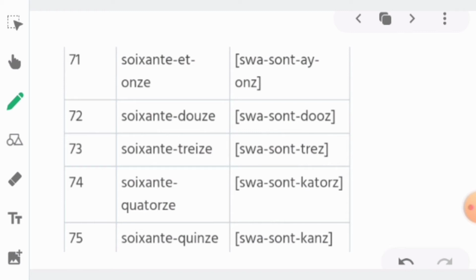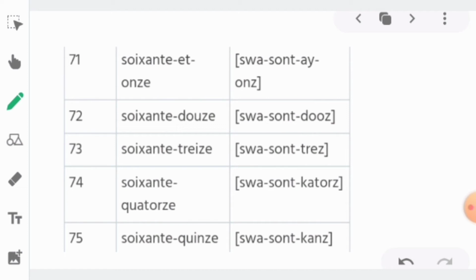Now for 72 it is soixante douze, okay. Douze is for 12 kyonki 60 plus 12 is 72, so douze for 12. Next soixante treize, okay, SOIXANTE, and for treize TREIZE. Next 74 it will be soixante quatorze, quatorze is for 14, and 74 will be 60 plus 14, toh 60 ke liye soixante and 14 ke liye quatorze, toh soixante quatorze.